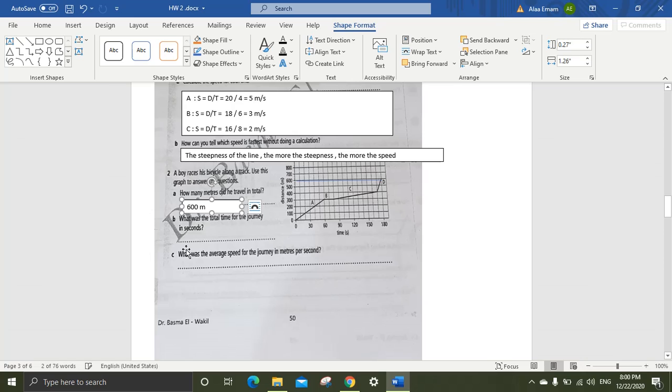Right? Okay, what was the total time for the journey? Again, use a ruler. Intersect the x-axis. This is the total time used to travel a distance of 600 meters. So you get only 180 seconds.